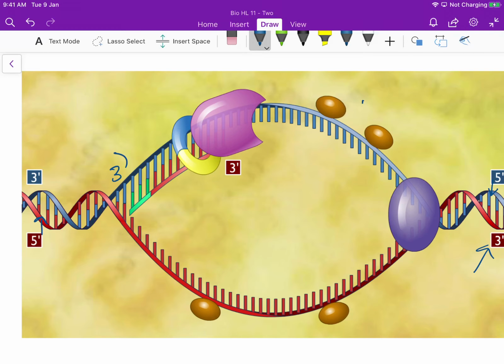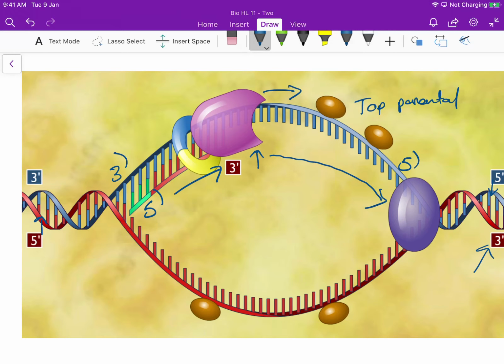If this top strand, the top parental, is running 3' to 5', then the new strand will be running the opposite. It will be running 5' to 3'. So that's fine. This enzyme, DNA polymerase 3, can keep adding in towards our fork in the road. It can keep going, and as fast as this unzips, as fast as the helicase unzips, this will move towards adding in new nucleotides. So that's fine.